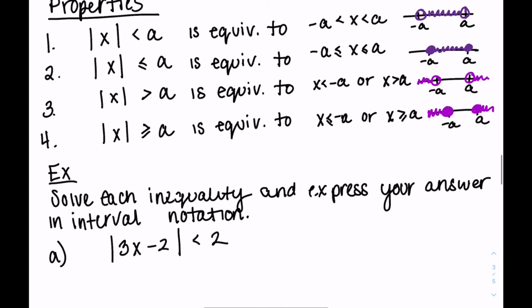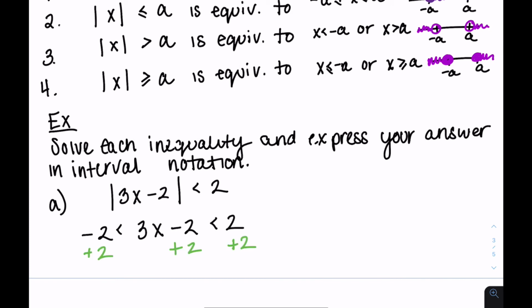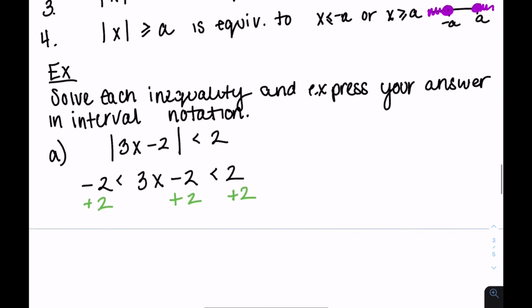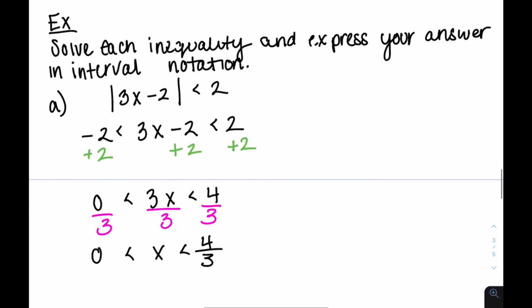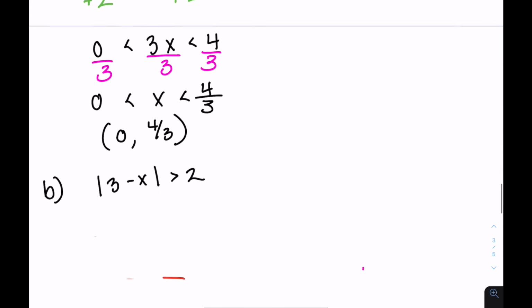So finally, we're just going to solve some different inequalities and ultimately express our answer in interval notation. So I've got the absolute value isolated. It's less than 2. I can immediately break that down. The inside has to be between negative 2 and 2. So go ahead and add 2 to both sides, just like we would solve this normal thing, and then divide by 3. So x is going to be trapped between 0 and 4 over 3. So in interval notation, that's 0 to 4 over 3. You cannot equal those endpoints.